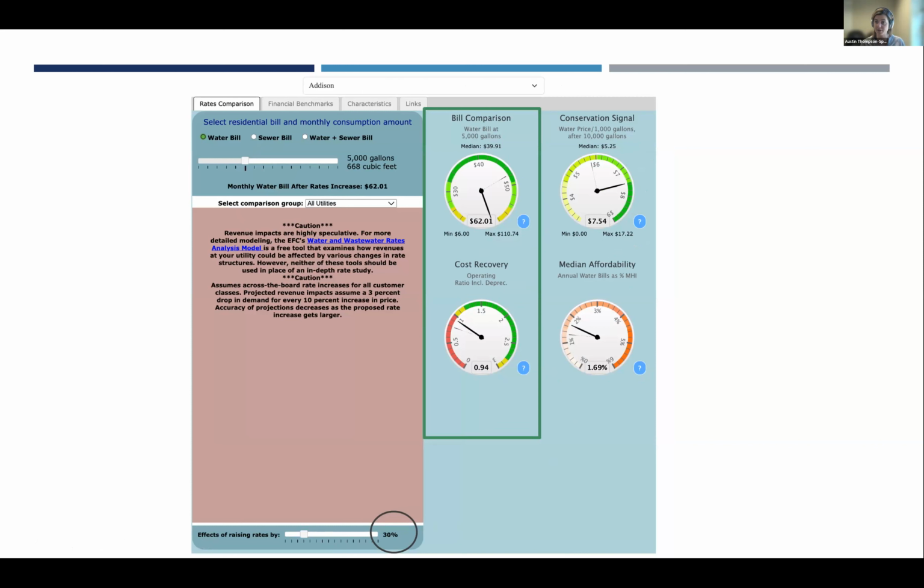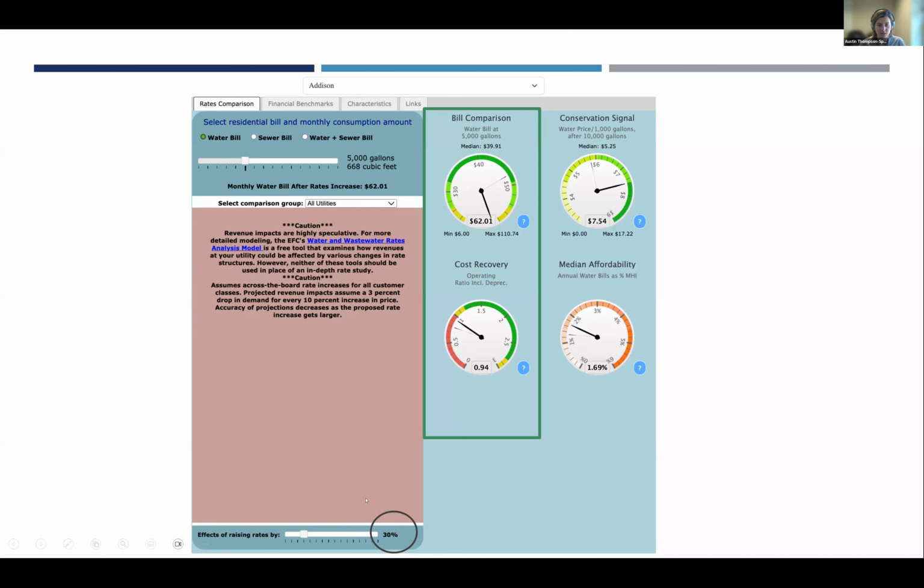But it's a thought exercise. It's an opportunity to think about, from a very rough standpoint, what might happen if we wanted to increase our rates. It also tells you that we assume that people will use less water if the price goes up. That's getting back to that conservation signal that I talked about before. People are price sensitive, so they may use less water if you increase the rates.